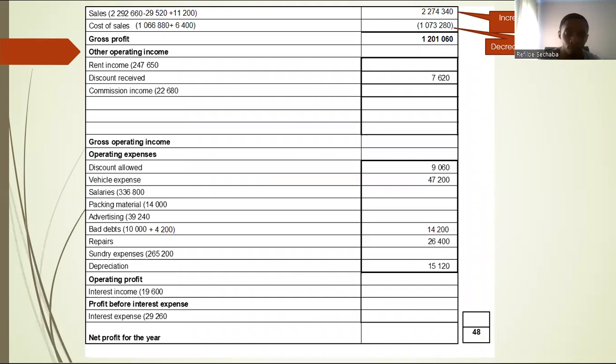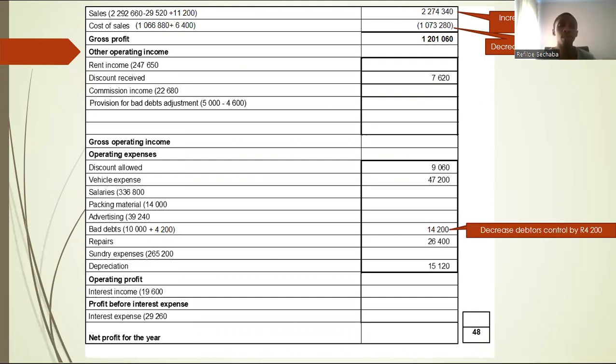Let's go to the statement of profit or loss. We're going to go to income. We already have rent, discount received, commission, provision for bad debts adjustment. Need to show this in brackets as to how you got the 400 rand. So it's 5,000 minus 4,600. That gives you 400 rand. Okay, let's go to the next adjustment.